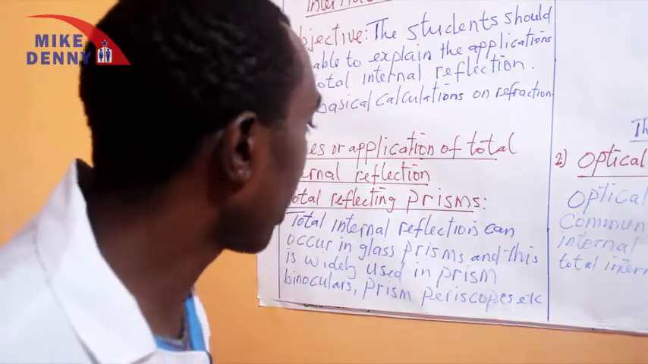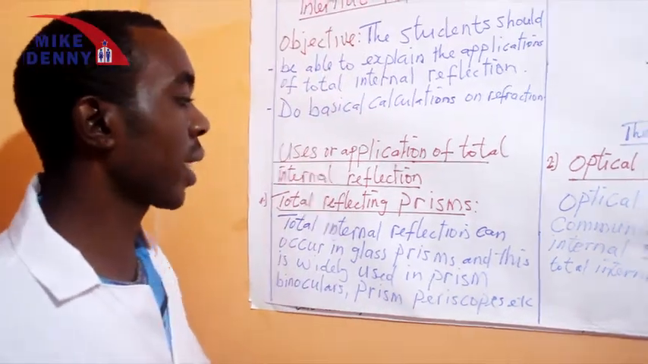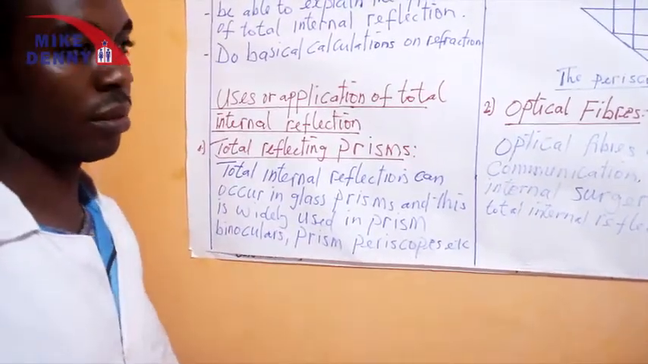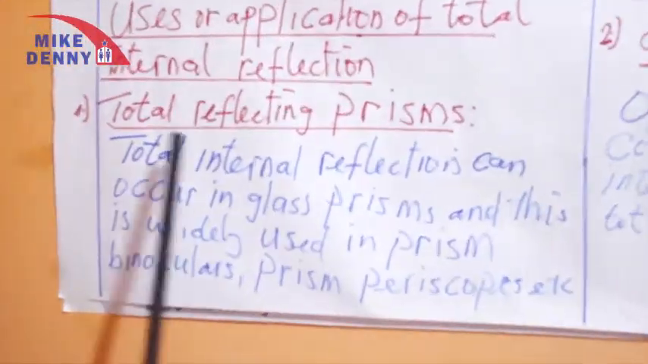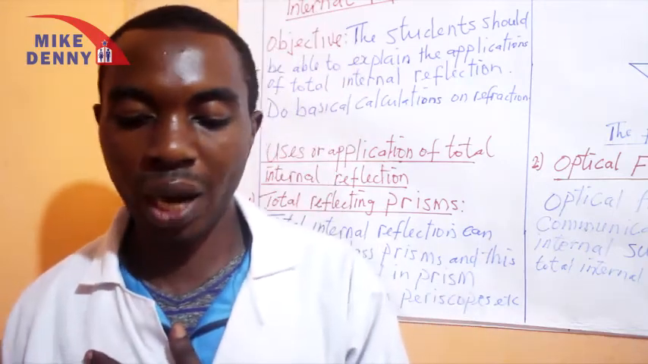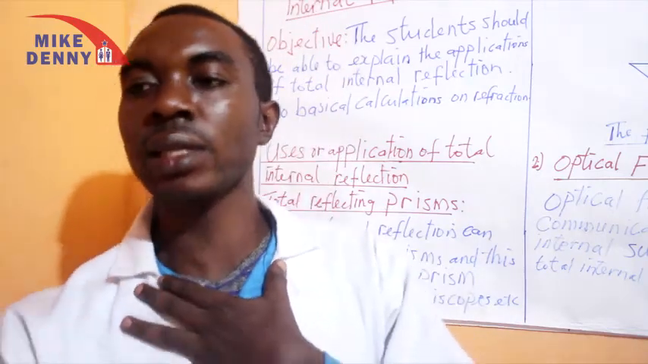Okay, we move ahead. We look at the first use of total internal reflection: the total reflecting prism. We have an instrument known as a periscope. This instrument is used to see around a corner. For example, you are in front of a door and I want to see what is happening inside the house.